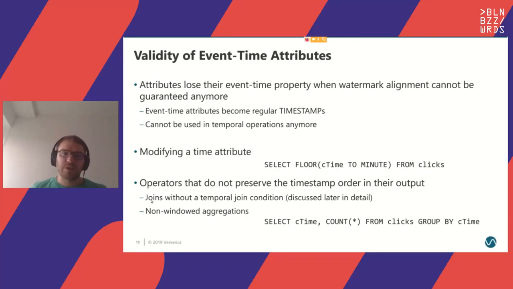and hence the system has to convert it down into a regular timestamp attribute. The same also holds for joins that don't have a temporal condition. We will talk about that later in detail, but you can think of it like this: you have a table with some records that arrived since you started the query 1 hour ago, so you now have 1 hour of data here. If now a record comes from the other table, it can join with any record in the table. It could join with the first record, and then you have to forward the timestamp of the first record. Then another record comes and joins with the last one, so you have to forward the timestamp of the last one, and then another one comes and joins again with the first one. So the order of the timestamps of the result is absolutely out of order, and hence we cannot use it as a time attribute anymore.